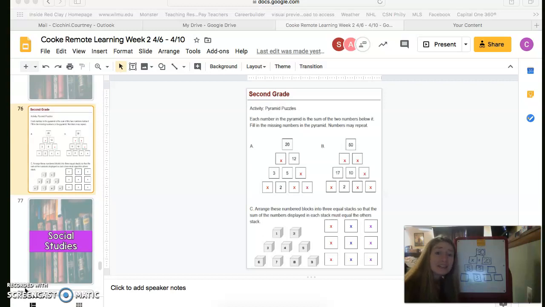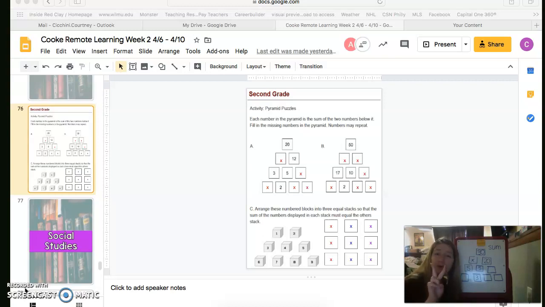So, your math activity can be found in the remote learning pack or it can be found in your Google slideshow. And the activity is called Pyramid Puzzles, and it looks something like this that I have on the board. And it also looks like what I have shown on the screen in the Google slideshow. And the directions say each number in the pyramid is the sum of two numbers below it. Fill in the missing numbers in the pyramid, and numbers may repeat.